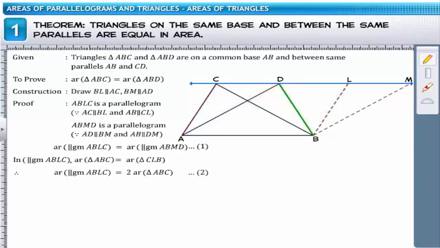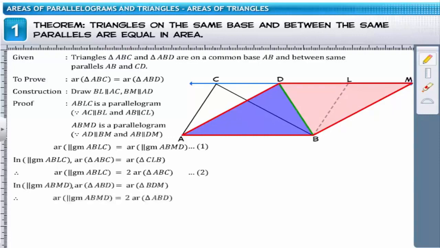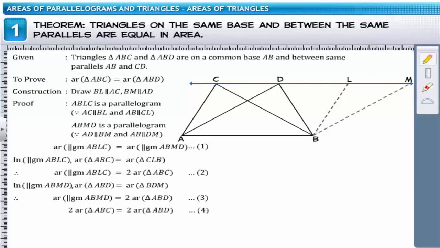Similarly, the diagonal BD divides the parallelogram ABMD into two triangles of equal areas. The area of parallelogram ABMD will be equal to twice the area of triangle ABD. Let's term this as equation 3. Substituting equation 2 and 3 in equation 1, we get equation 4. That is, twice the area of triangle ABC is equal to twice the area of triangle ABD. This implies that the area of triangle ABC is equal to the area of triangle ABD. Thus, the theorem is proved.